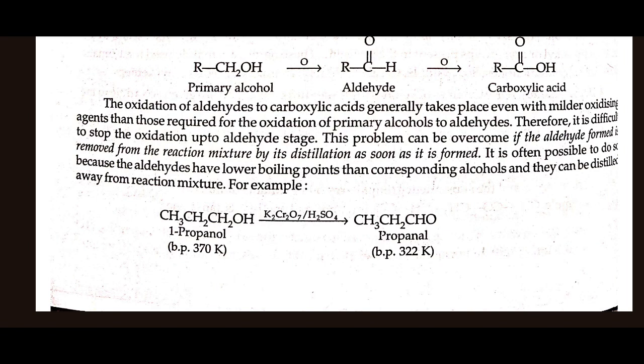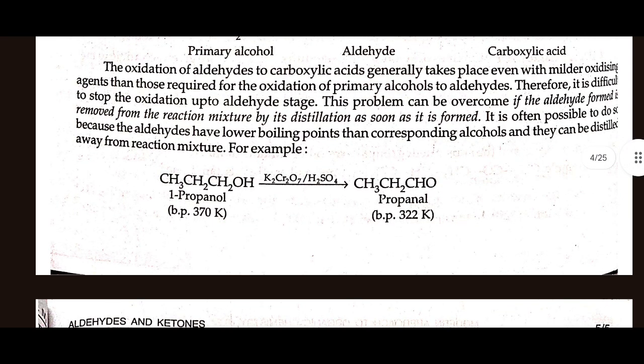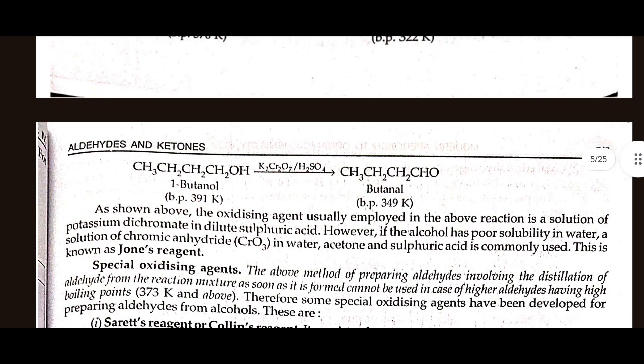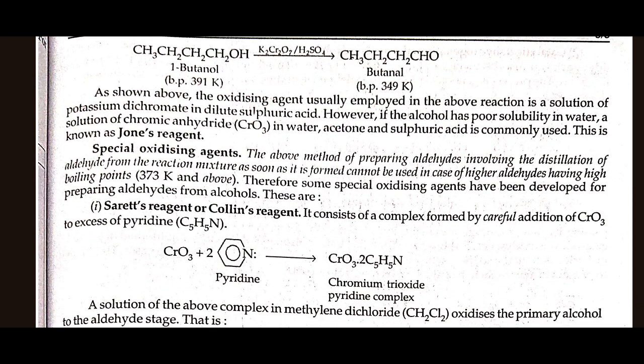This problem can be overcome if the aldehyde formed is removed from the reaction mixture by distillation as soon as it is formed. It is often possible to do so because aldehydes have lower boiling points than the corresponding alcohols, and they can be distilled away from the mixture. As shown above, the oxidizing agent usually employed in the reaction is a solution of potassium dichromate in dilute sulfuric acid. However, if the alcohol has poor solubility in water, a solution of chromic anhydride, CrO3, in water, acetone, and sulfuric acid is commonly used. This is known as Jones reagent.